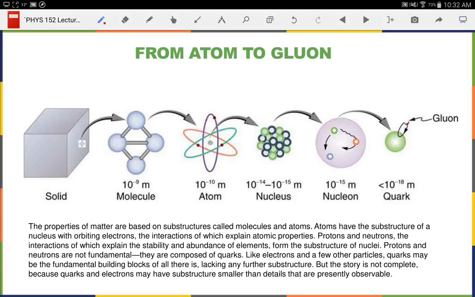We have solid things, like this table. But those solid things can be broken down into molecules. Molecules are atoms that are held together by bonds formed because of quantum mechanics, the energy levels of electrons. But then those atoms themselves have electrons orbiting a nucleus, the nucleus containing protons and neutrons. And then we're going further than that in this chapter.